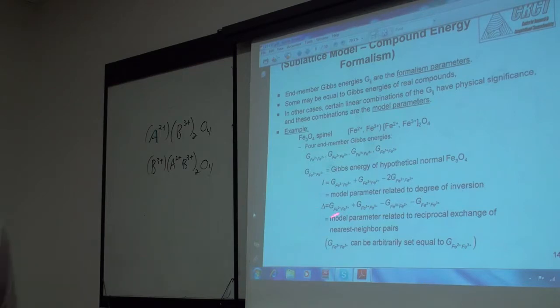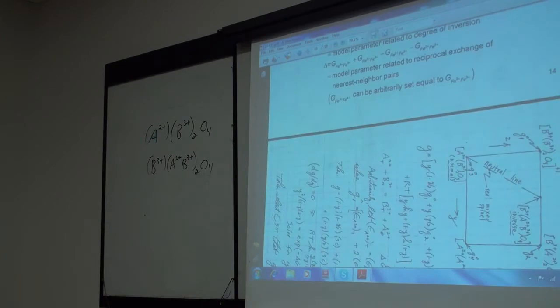You have to be careful as to what you mean: the model parameters are the only ones that have physical significance. You can't just go and set formalism parameters equal to whatever you want. I'll give you an example on the next page.